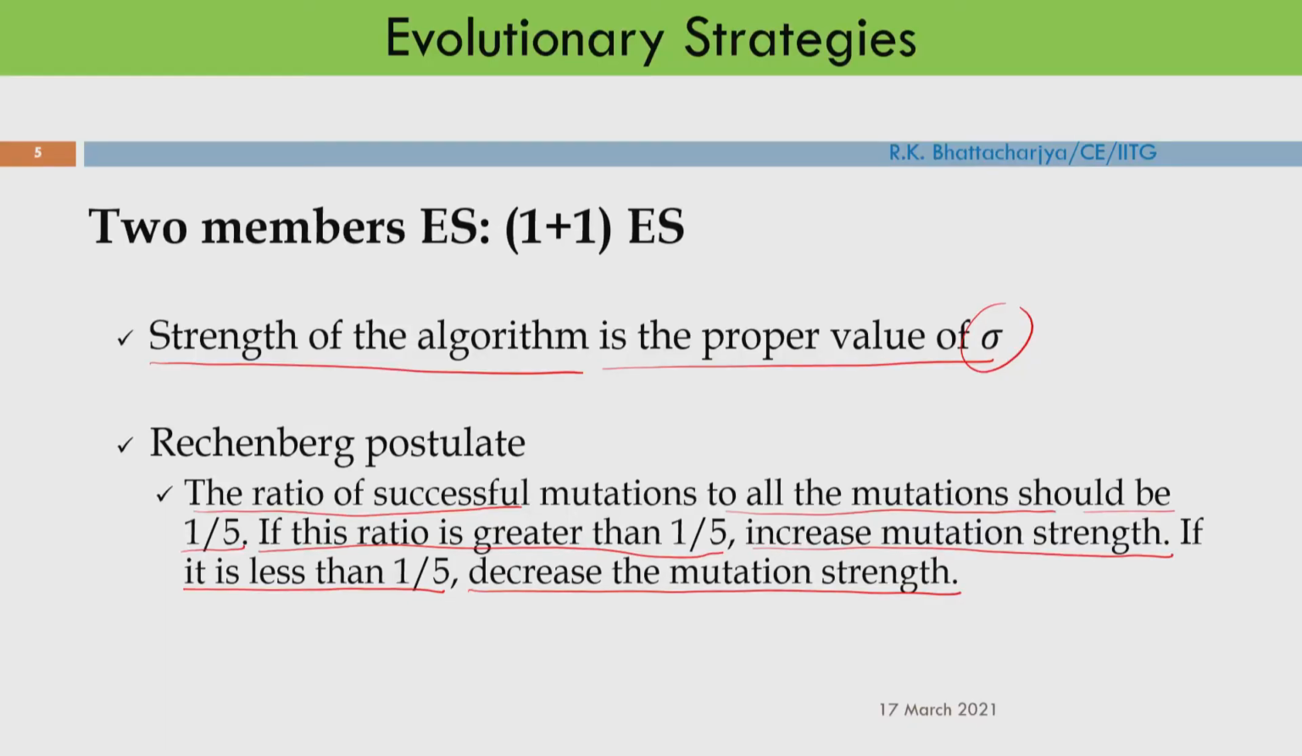So, what does it mean? If the ratio between successful mutations to all mutations is less than 1/5, that means you are not successful. In that case, you are near the optimal solution, but actually you are looking at the other region. So, what you have to do is reduce your sigma value, so that you can search nearby. So, this is the Rechenberg postulate. If the ratio between successful mutations to all mutations is greater than 1/5, then increase the mutation strength, and if it is less than 1/5, decrease the mutation strength.